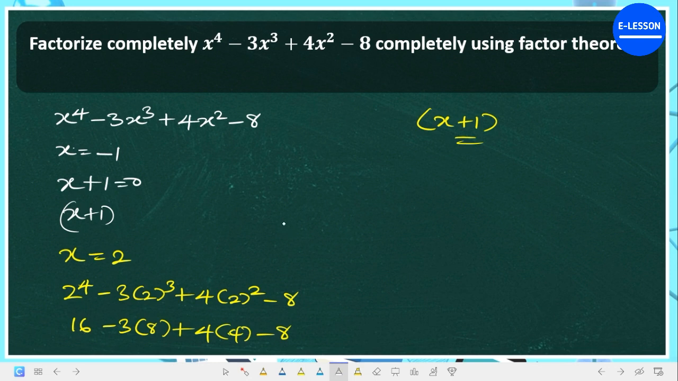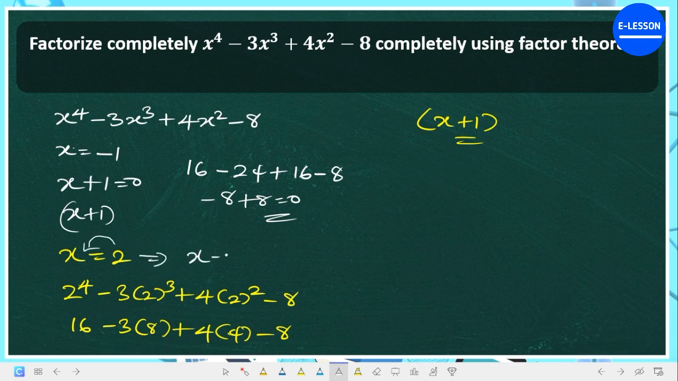And this will give us 16 minus 24 plus 16 minus 8. 16 minus 24 is minus 8. 16 minus 8 is plus 8. And this will be 0. So x minus 2 is another factor because it gave us a remainder of 0. So take this one to this side. There's no shortcut to this. And this becomes x minus 2 equal to 0. So the next factor is x minus 2. Come here and write x minus 2.